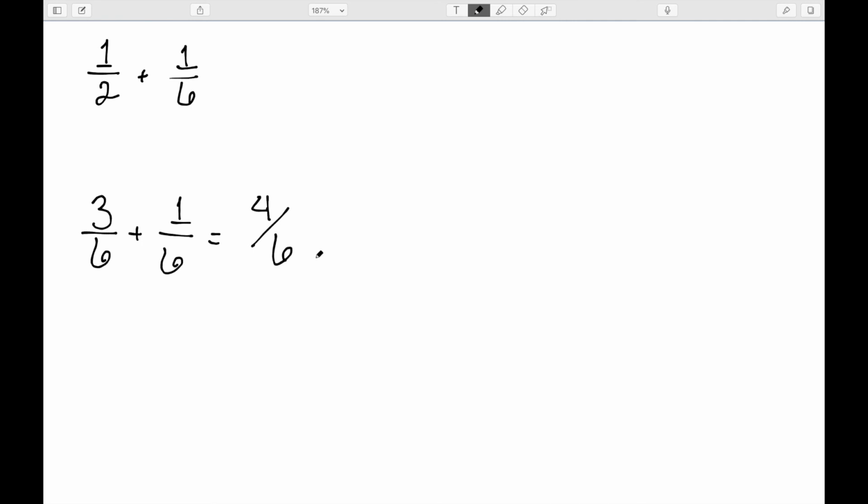But 4 over 6 is not in simplest form, even though we used the least common denominator when adding. So essentially, if you don't use the least common denominator when adding fractions, you will definitely have to reduce. And if you do use the least common denominator, there is a possibility of having to reduce.